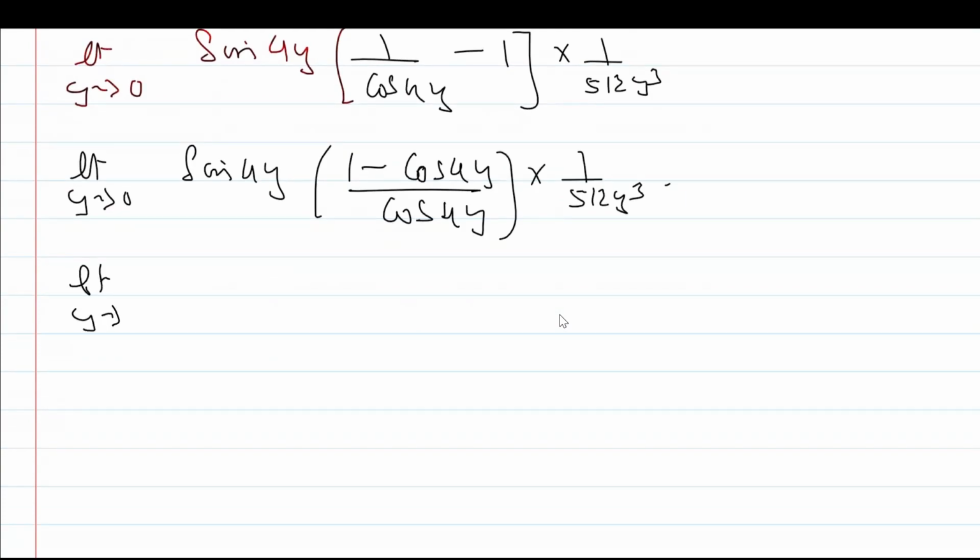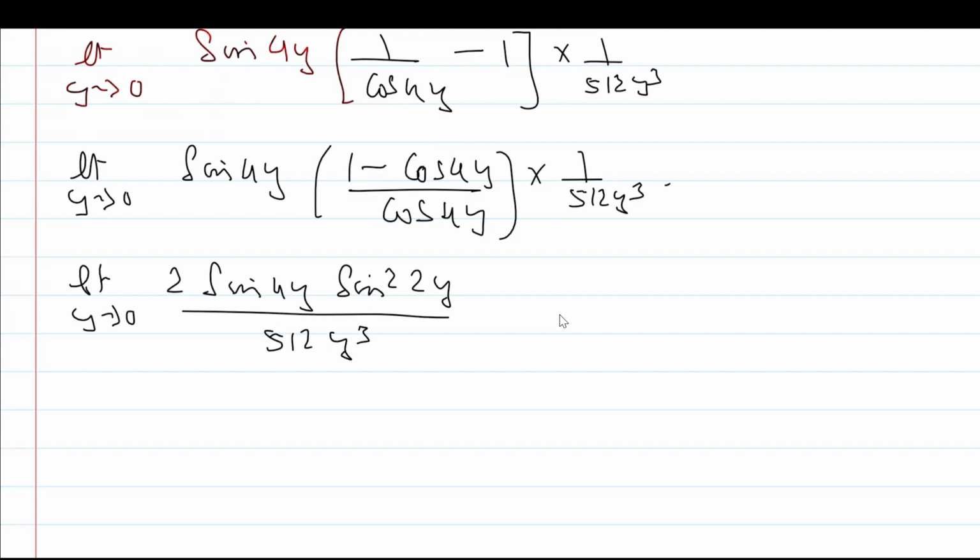Limit y tends to 0, sine 4y. What is 1 minus cos 2 theta? It is 2 sine square theta, right? So I'm writing 2 over here, sine square, half angle property, 4y will become 2y, and that divided by 512 y raised to the power 3 into 1 over cos 4y. Now this can be reduced to 1 times, and to how many times? 256.